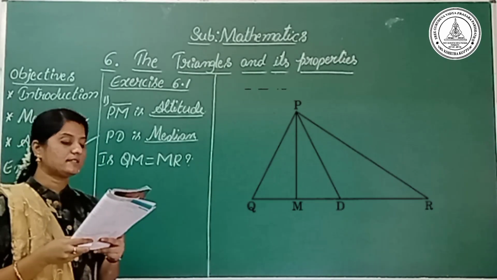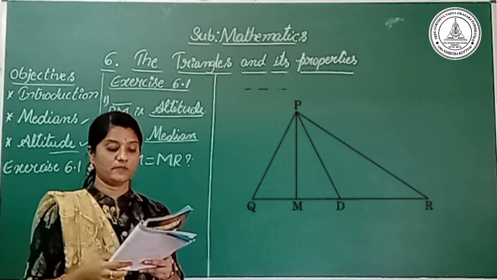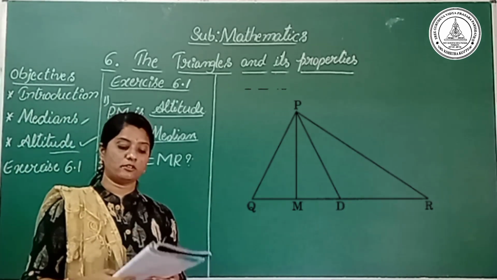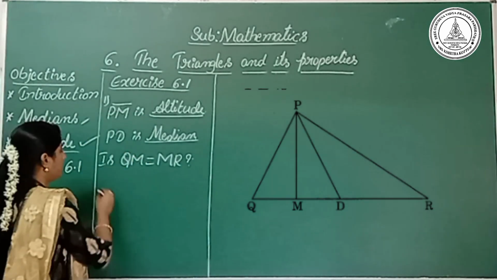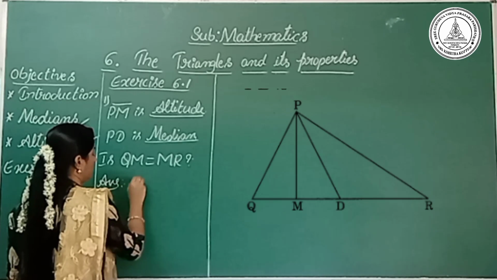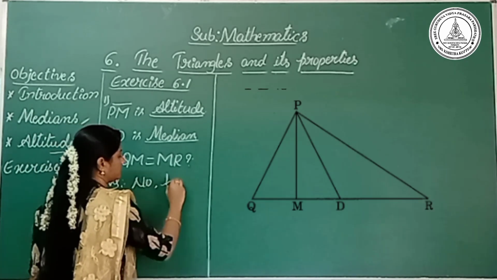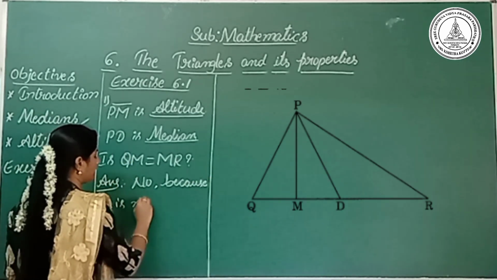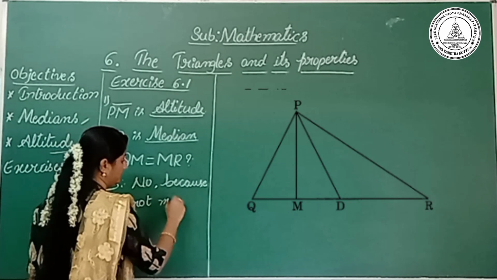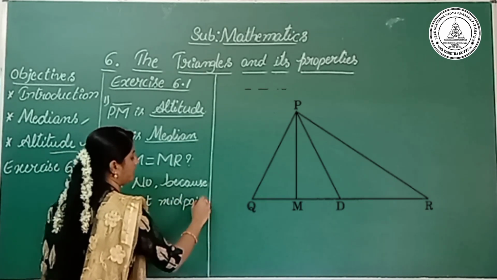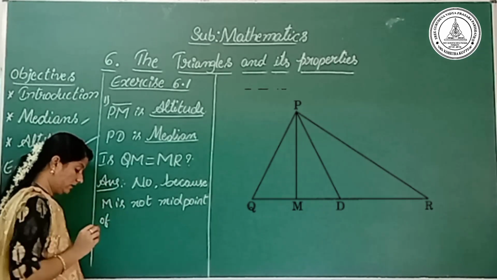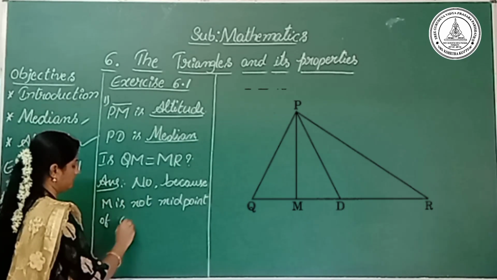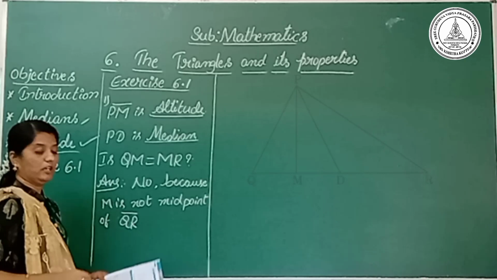The next one: is QM equal to MR? No. Why? Because M is not the midpoint of the line segment QR. Write down your answer: No, because M is not the midpoint of QR.